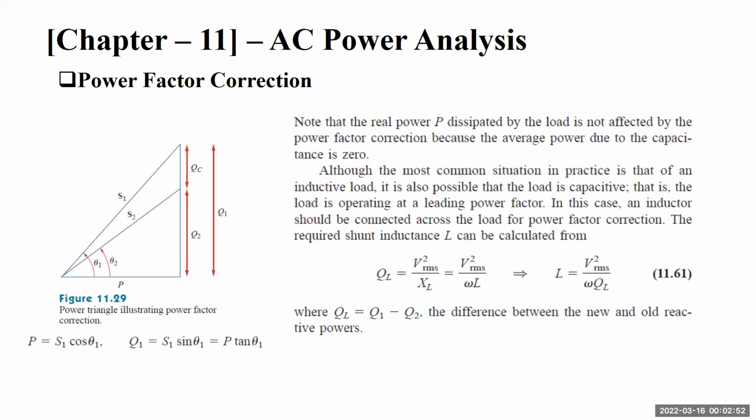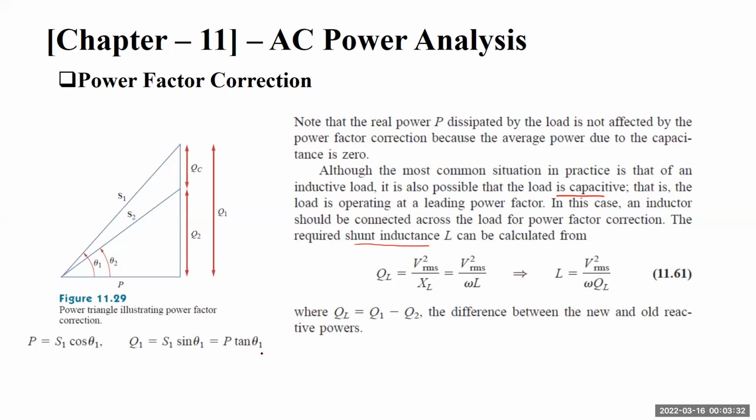So let's see an example. But before I go over to an example, here they are basically talking about what happens if our load is capacitive and we have to improve the power factor. So in case our load is capacitive, in that case we have to add a shunt inductance. Remember, a shunt inductance, or an inductance in parallel to the load. And in that case, again, a similar situation happens.